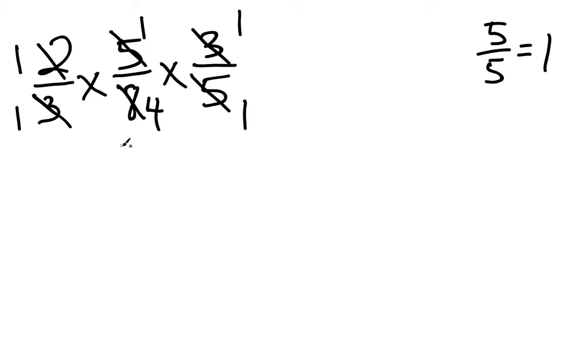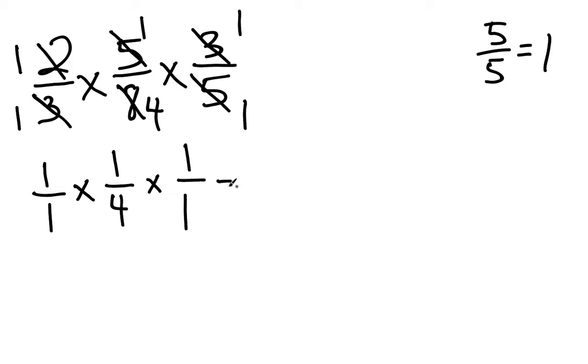So now I have a problem that's already simplified. When I look at this again, I have 1 over 1 times 1 over 4 times 1 over 1. And that gives me a product of 1 over 4. Of course, I could have just multiplied these numbers and multiplied these numbers and then simplified, but it's so much easier when I've already simplified to get to the answer.